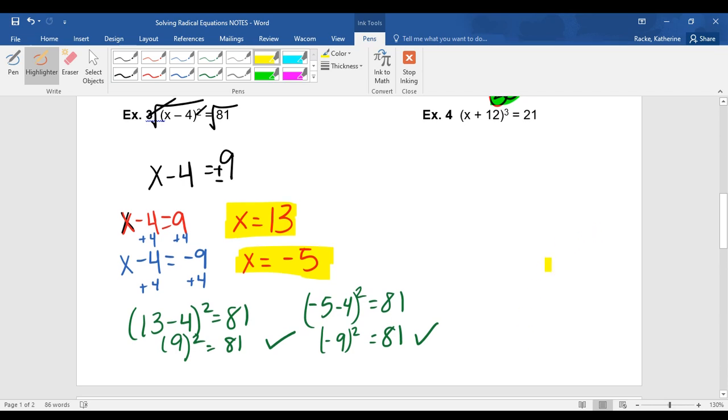All right, looking at example 4 now. I have x plus 12 cubed equals 21. And now I'm going to have to cube root both sides.